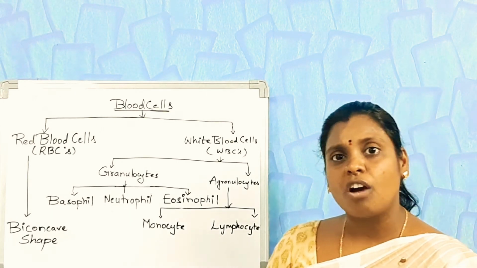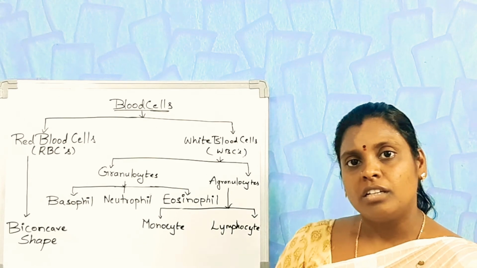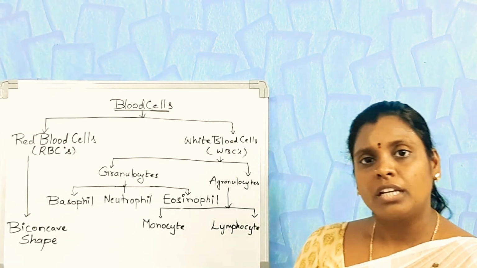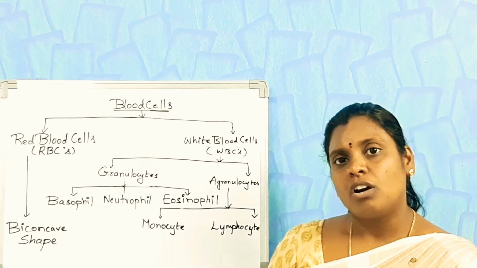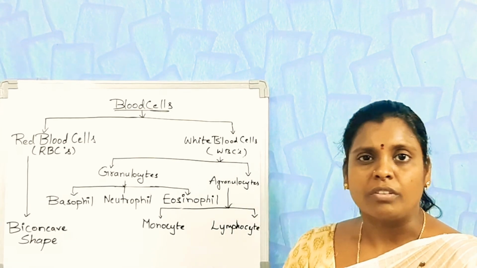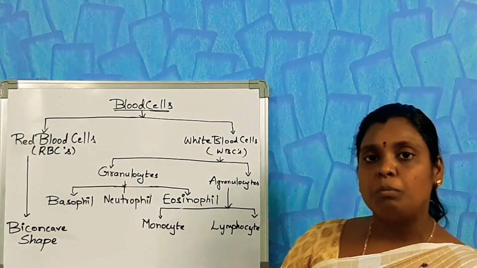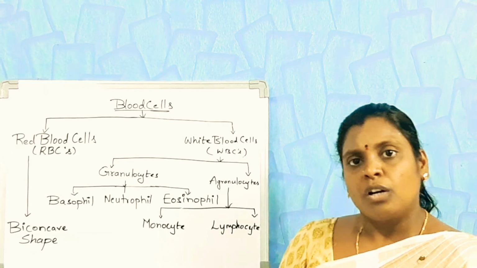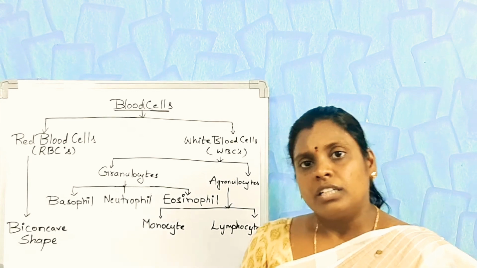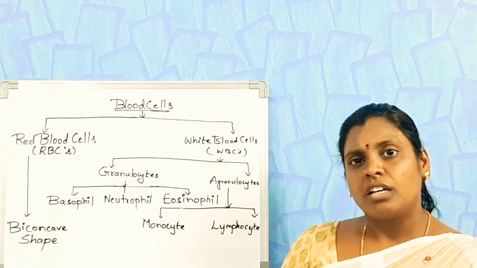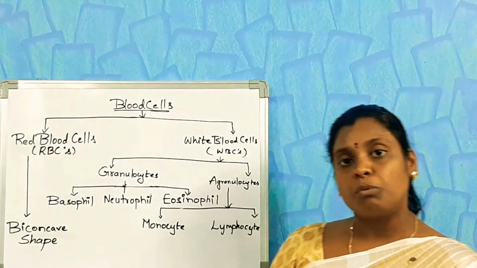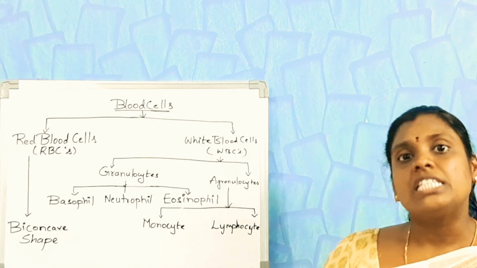These blood cells contain a protein called hemoglobin, which combines with oxygen to form oxyhemoglobin and helps in the transportation of oxygen to different parts of the body. These red blood cells are produced in the bone marrow of long bones. The lifespan of red blood cells is 120 days. Due to the presence of hemoglobin only, the blood is red in color.